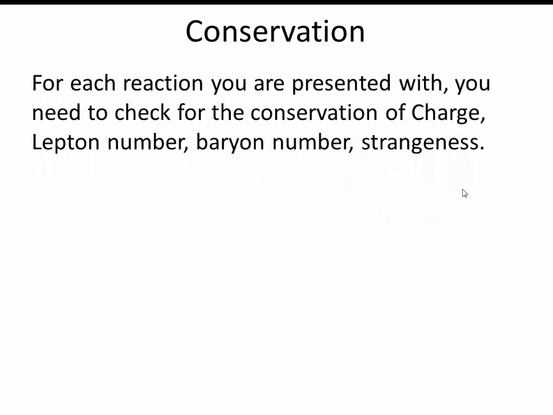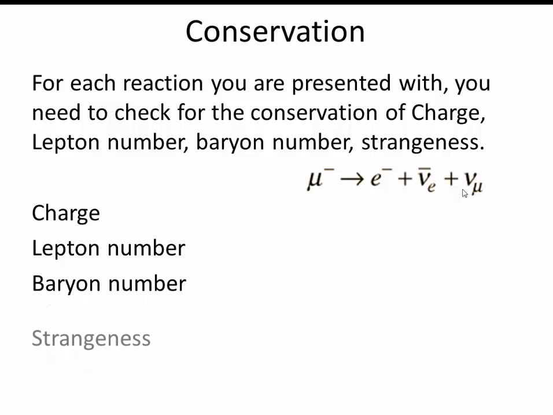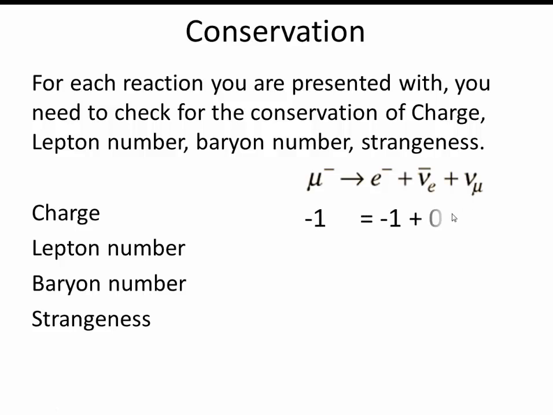Now, as I said before, for each reaction you're presented with, you need to check for conservation of charge, lepton number, baryon number, and strangeness. Let's look at this. Will this work? Charge, lepton number, baryon number, strangeness. Well, the charge starts off with -1, goes to -1. This is no charge, this is no charge. -1 goes to -1, which works.